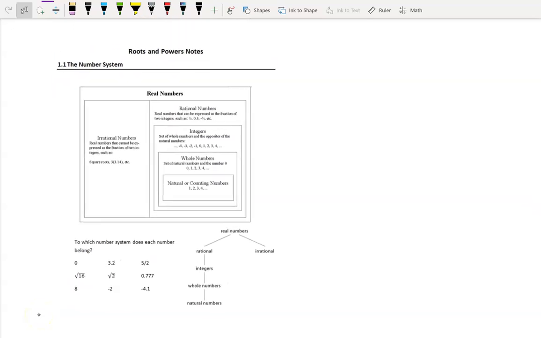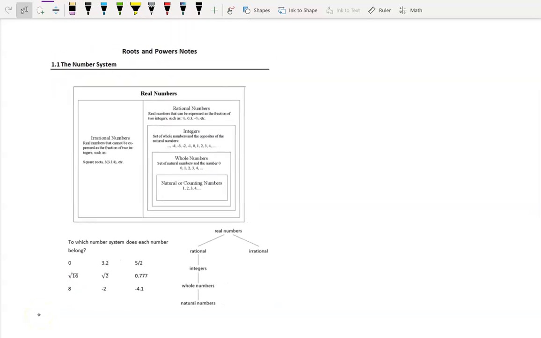All right, the start of the second unit called Roots and Powers. We're going to start with a number system, which should be familiar to you. I know you've seen this before. Maybe you didn't take it too seriously, didn't think too much about it. But basically, we're talking about grouping numbers into sets.